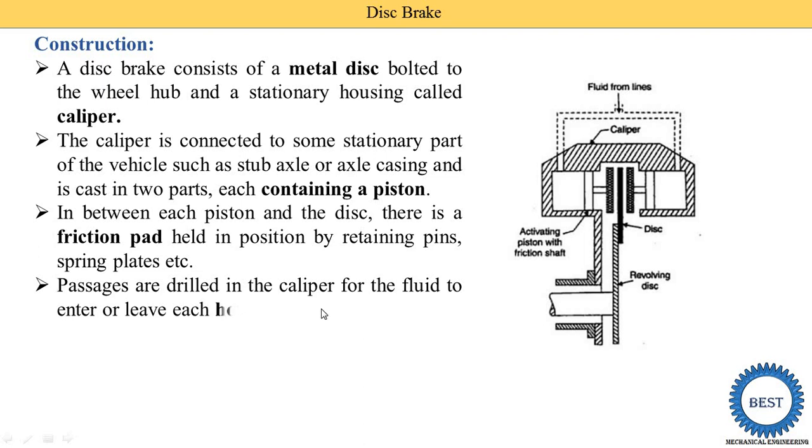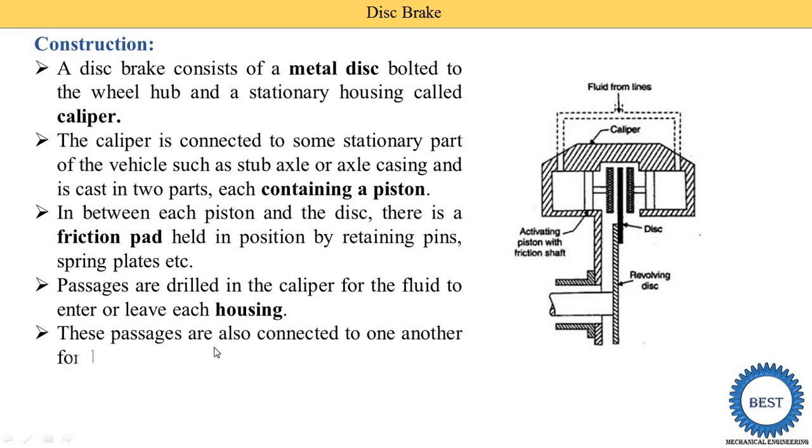Passages are drilled in the caliper for the fluid to enter or leave the housing. Here you see, two holes are provided in the caliper on both sides of the piston. So this is one piston, here one hole is drilled, and this is the hydraulic line for supplying the oil. So the fluid from the line comes here, and the fluid is supplied by using this hole in the caliper. These passages are also connected to each other by bleeding.